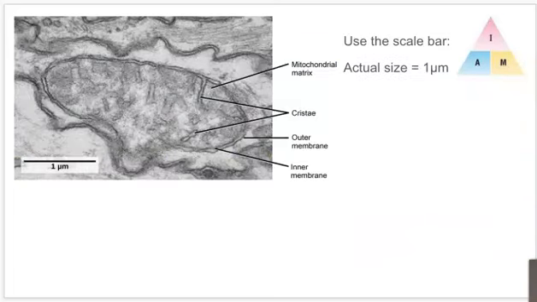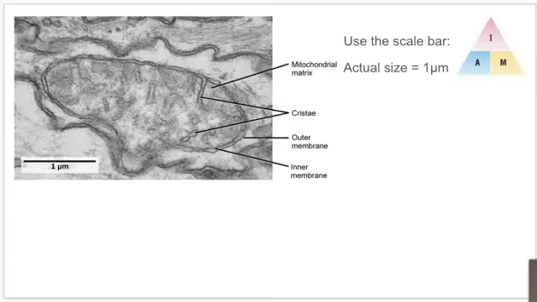The next way that you can be asked about this is to be asked to calculate the magnification of this drawing, and this is an electron microscope drawing, and it's an image of a mitochondria. This time we've got a scale bar, so we don't actually have to interact with the main image itself.